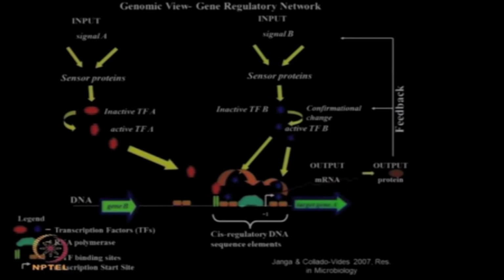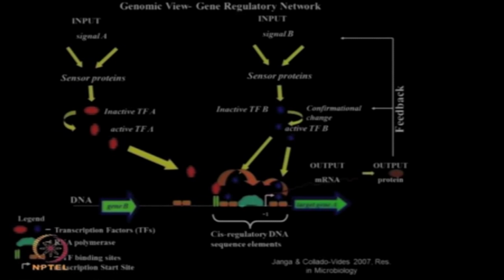What you usually have is a set of signals which are sensed by the cell, and these signals are sensed by sensor proteins. These sensor proteins could be transporters, or this could also be histidine kinases. Once these sensor proteins sense the signals from the exterior or even sometimes interior of the cell, they can cascade the information to transcription factors. The transcription factors, upon receiving these signals, can change from active to inactive or inactive to active state.